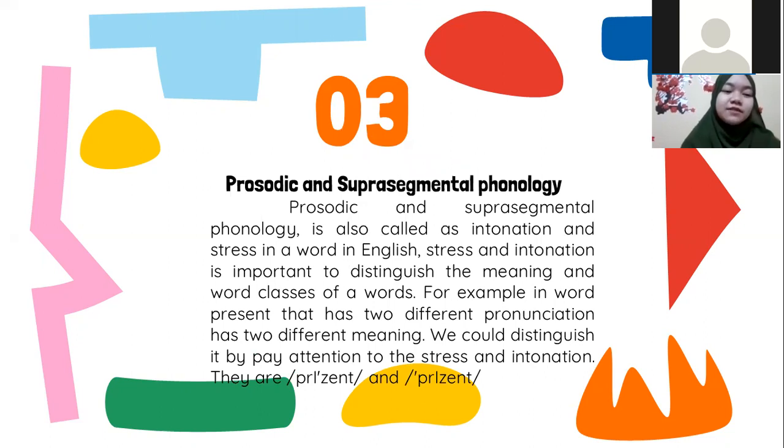The third content is prosodic and suprasegmental phonology. In my opinion, prosodic and suprasegmental phonology is also called intonation and stress in a word in English. Stress and intonation are important to distinguish the meaning and word classes of a word. For example, the word "prison" has two different pronunciations and two different meanings. We can distinguish them by paying attention to the stress and intonation. There are "prison" and "prison".